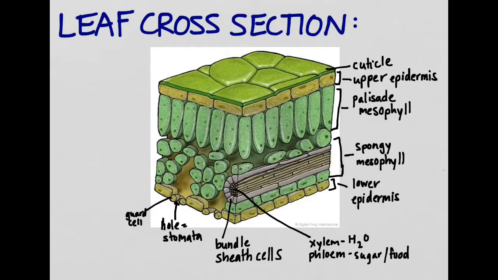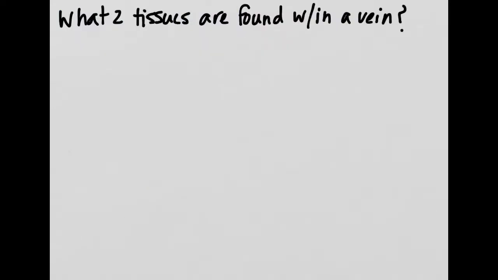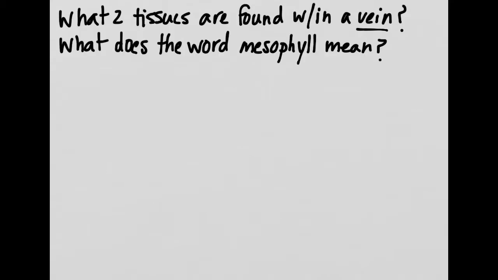I'll put a couple of questions on the next slide for you to sort of help with your comprehension, to see if you guys totally got everything that I talked about. And if you're able to answer all those questions, then you are good to go. So first question, what two tissues are found within a vein? So remember, you're looking within that spongy mesophyll at the vein. There are two different tissues. You should know what mesophyll means, where you can find it.